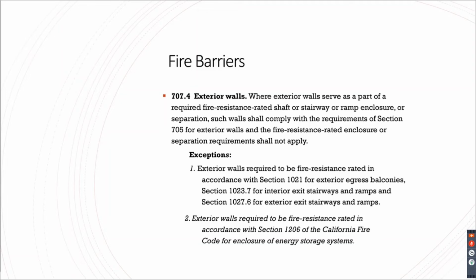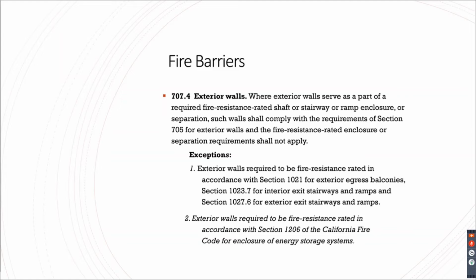Still on fire barriers, but talking about the exterior walls, where the exterior walls serve as part of a required fire resistance rated shaft or stairway or ramp enclosure or separation. Such walls shall comply with the requirements of 705 for exterior walls, and the fire resistance rated enclosure or separation requirement shall not apply, but then there's exceptions to that.